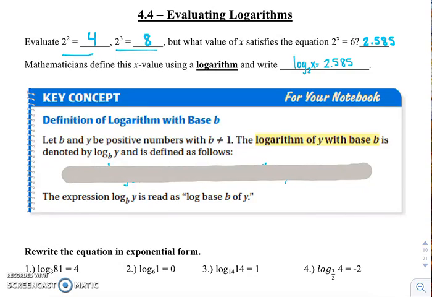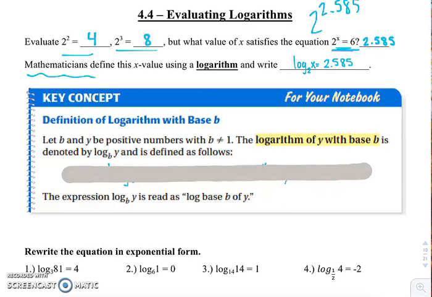But if it asks the equation 2 to the power of x equals 6, we wouldn't know that value because there's not a whole number that we could raise 2 to the power of and get that value of 6. So that's what logs are for, and we'll get more in depth into this, but for right now, if you guys did 2 to the power of 2.585, it should get you at least close to that value of 6. So logarithms are used to evaluate or solve for exponents essentially.